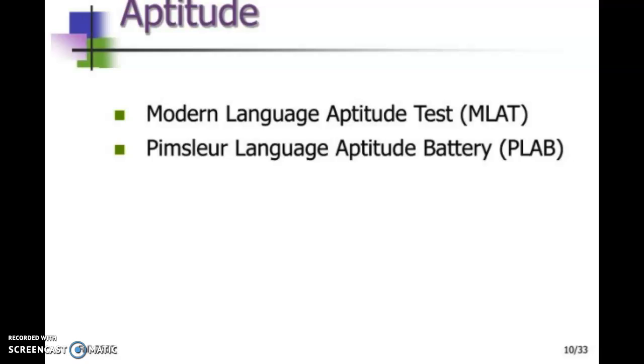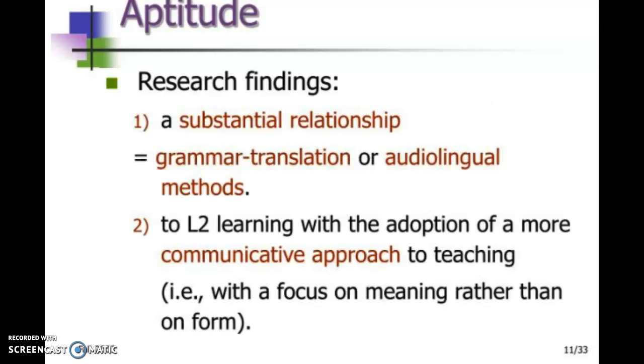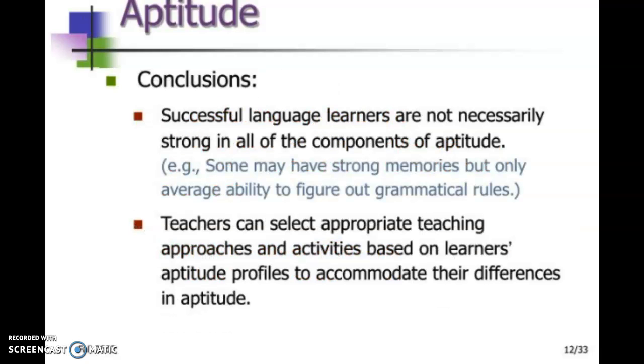So we have the Modern Language Aptitude Test and the Pimsleur Language Aptitude Battery. So it's about the research findings. We will come back. About aptitude, I can say that successful language learners are not necessarily strong in all the components of aptitude. For example, some may have strong memories, but only average ability to figure out grammatical rules. So as you see, all students are different.